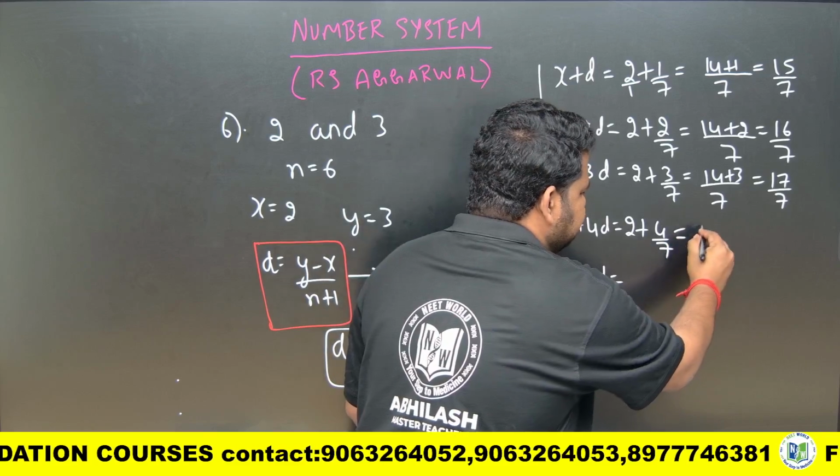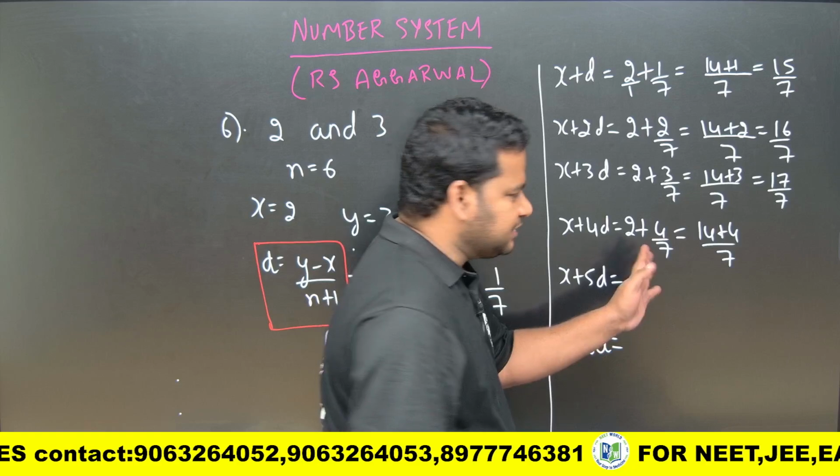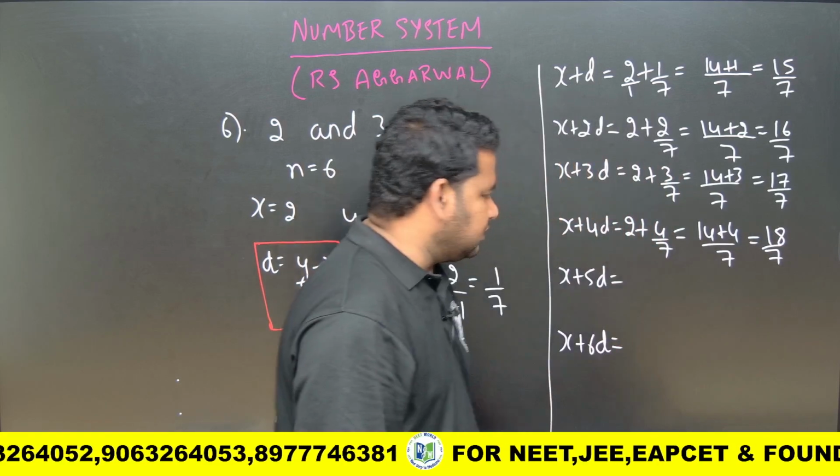So, this will become what, friends? 7 2s are 14, 14 plus 4 by 7, that gives me 18 by 7. Got it? 18 by 7.